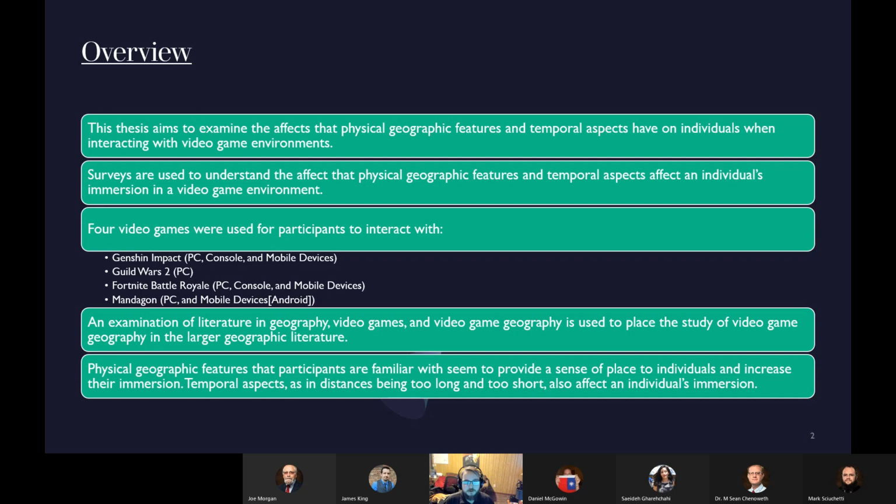All right, so before we get fully into it, here's just a quick overview of this project. So this thesis aims to examine the effects that physical geographic features and temporal aspects have on individuals when interacting with video game environments. So video game environments meaning just video games in particular, not excluding anything, just including the landscapes, the different features, the world, everything.